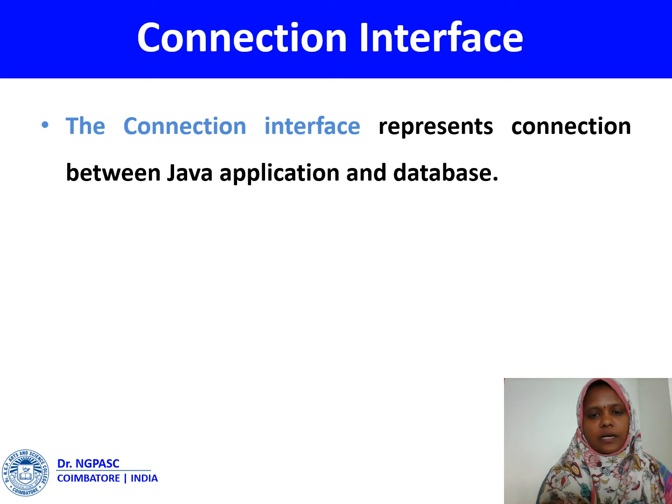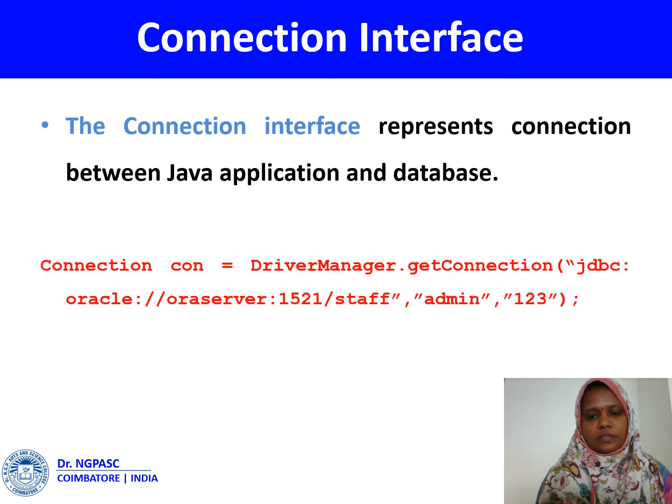The second one is the connection interface. Using this connection interface, we connect the Java application with the database. This is the coding for that particular connection interface: Connection con = DriverManager.getConnection. Inside that, we represent the path for that particular database. Then the next strings are admin and 123. This is the username and password for that particular database. This is the coding for connecting the interface for the driver manager and the database.